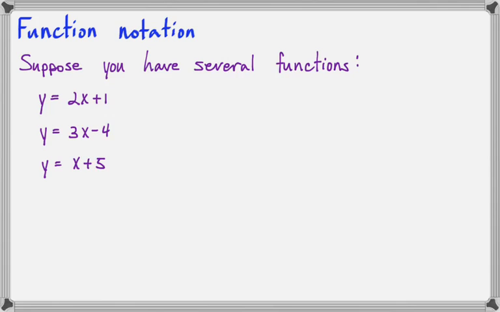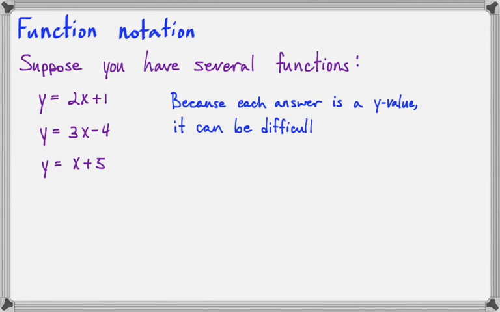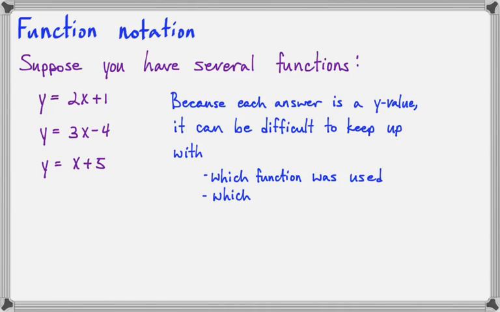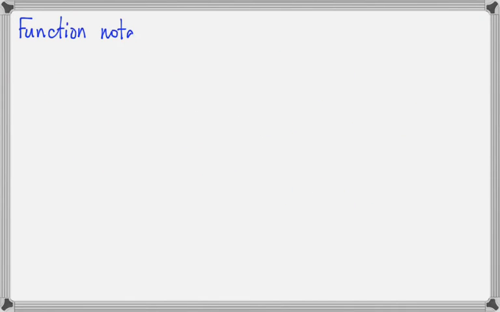If you say Bob, they all three turn around and look at you, so you need a way to tell them apart. Because each answer is a y value, it gets difficult to keep up with what function was used to create a certain y value and what x value was plugged in. There's no way to keep up with all of that. So function notation solves that problem. And here's how it does it.